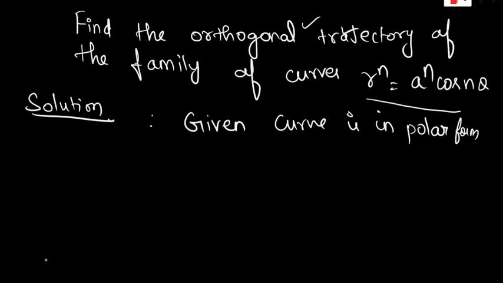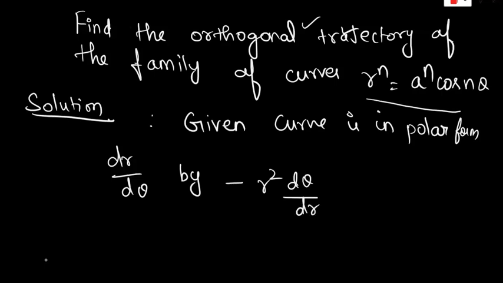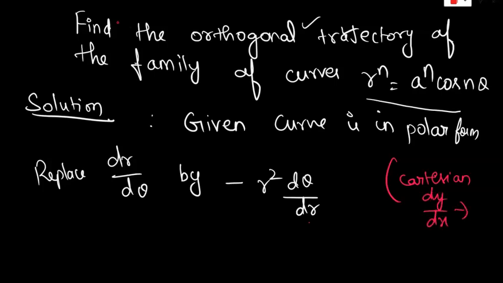Here we will replace dr by d theta by minus r square d theta by dr. This is the difference between Cartesian and polar. Remember, in Cartesian, it will be in terms of x and y. There we will replace dy by dx as minus dx by dy. But here we are replacing dr by d theta by minus r square d theta by dr.